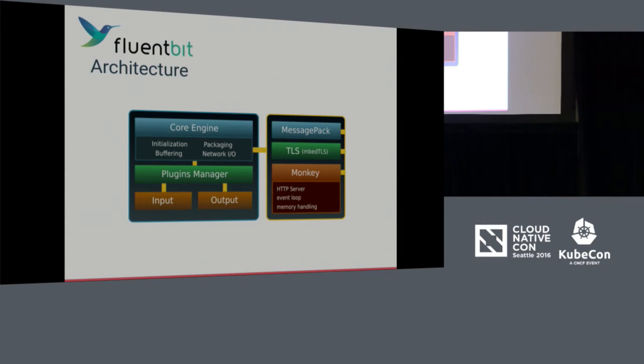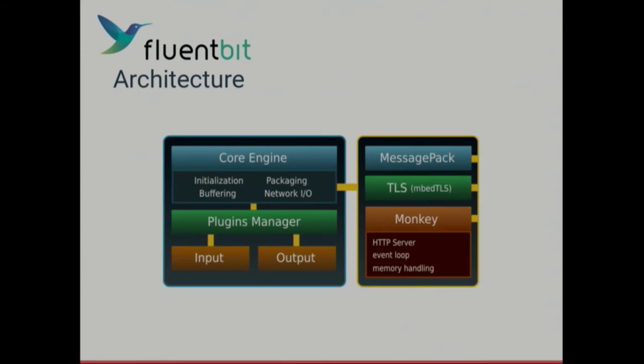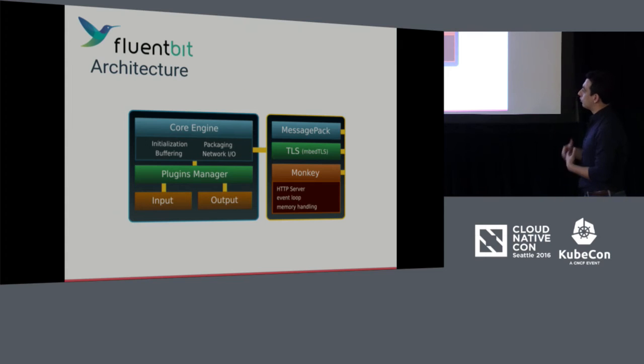Getting back to the architecture, it's basically just a core engine which does initialization, buffering, and handles the networking stuff. It also supports TLS, so if you care about security over the network, it provides that. You have a plugins manager, so you can hook your own plugins in the input to collect data or in the output to send the data back out. It uses MessagePack internally, which we just talked about. It uses specific libraries like Monkey to handle the whole event loop and memory handling.